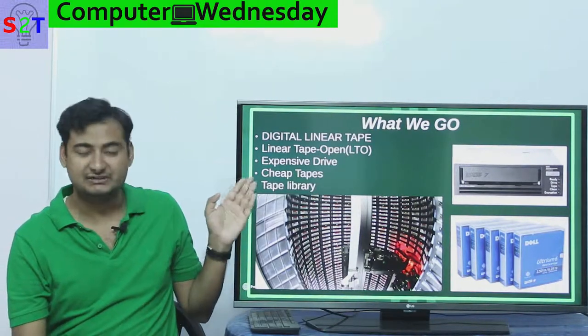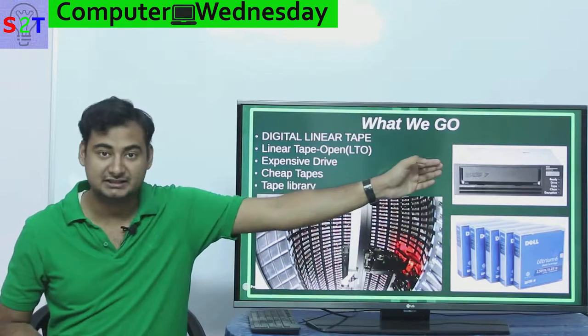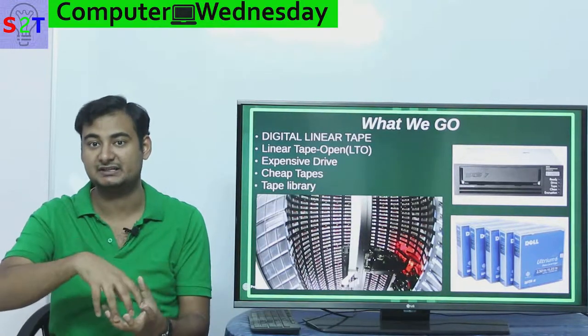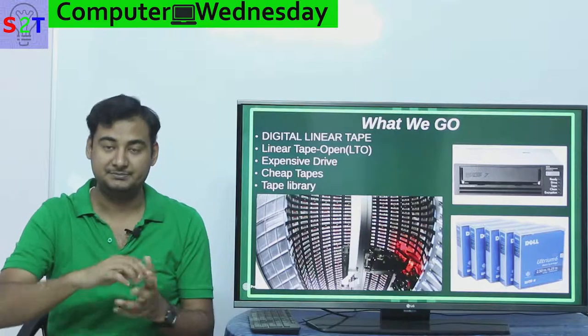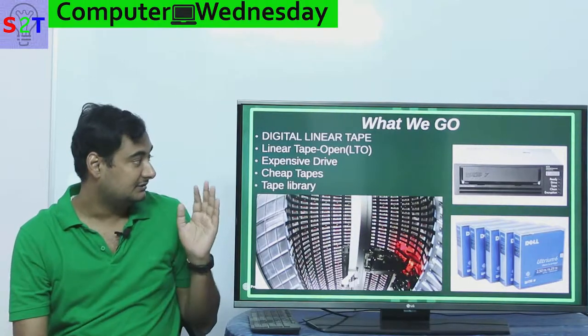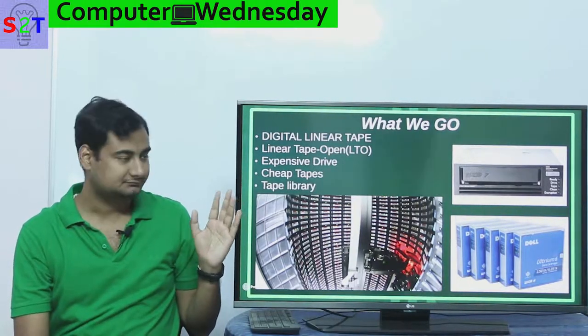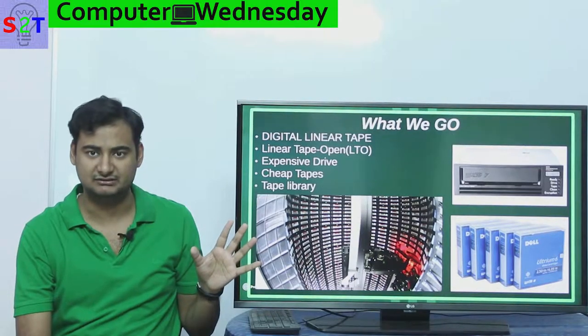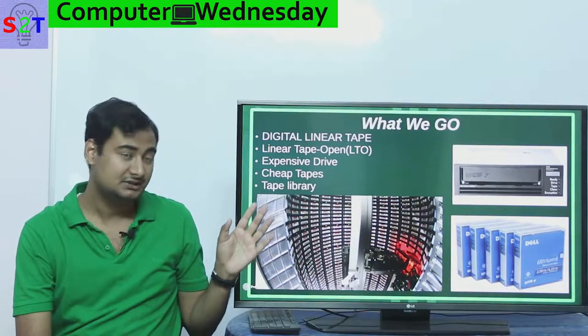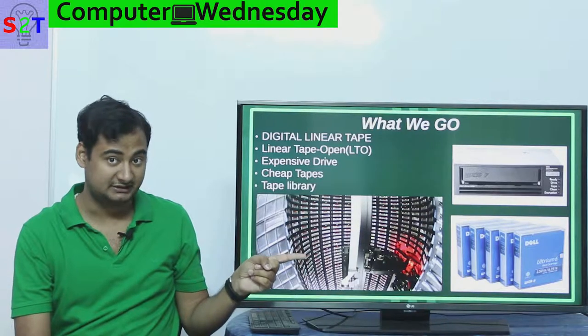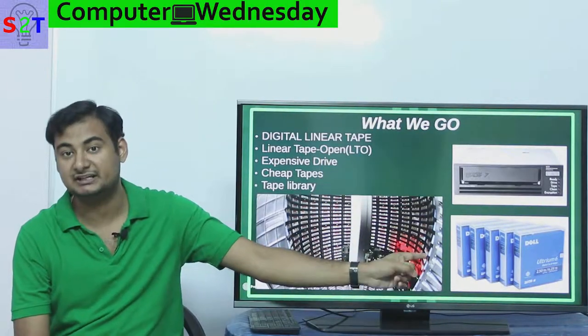And it has a very expensive drive. Because of the fact that it needs to create a structure where it can wind the tape, the drive is ludicrously expensive. The drives themselves can cost you more than $5,000 to $50,000. Tapes, on the other hand, are very cheap. Tapes themselves are much cheaper than any hard drive.